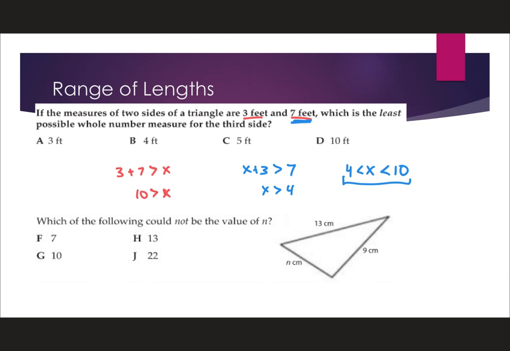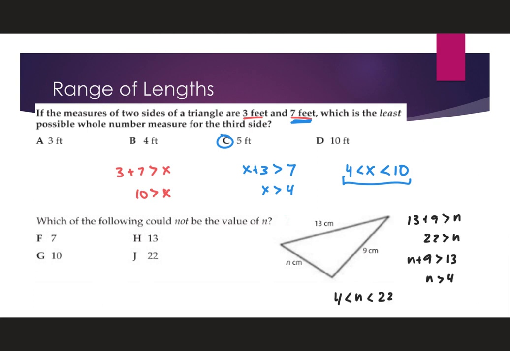And so what's the least possible whole number that'll work? Well, the answer is 5. Because it can't be 4. That wouldn't work. That just gives us a straight line. 3 is too small, and 10 also wouldn't work. So 5 is our only answer. All right, you guys do the next one, and when the video plays again, you'll see the answer.